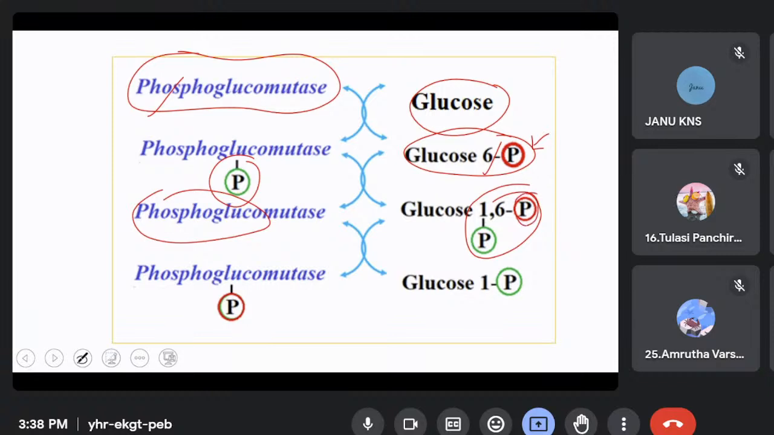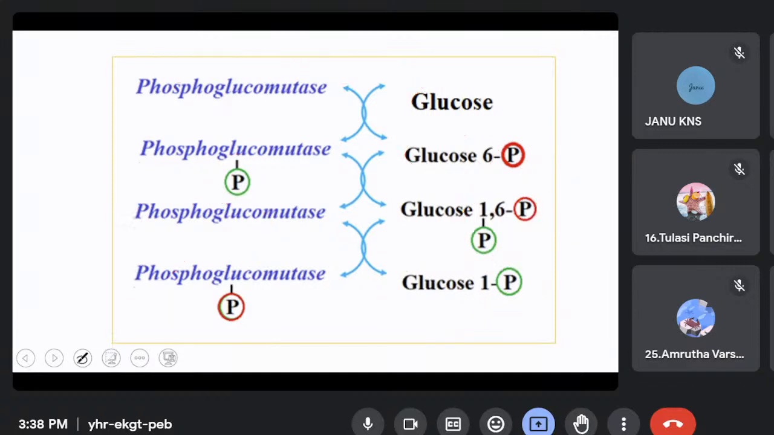The phosphate on the 6th carbon is removed, and the phosphate on the 1st carbon is retained, under the catalytic activity of phosphoglucomutase. Glucose 1,6-bisphosphate is converted into glucose 1-phosphate. Thus, ultimately, glucose is converted into glucose 1-phosphate. Now, can this glucose 1-phosphate be directly utilized for the synthesis of glycogen?